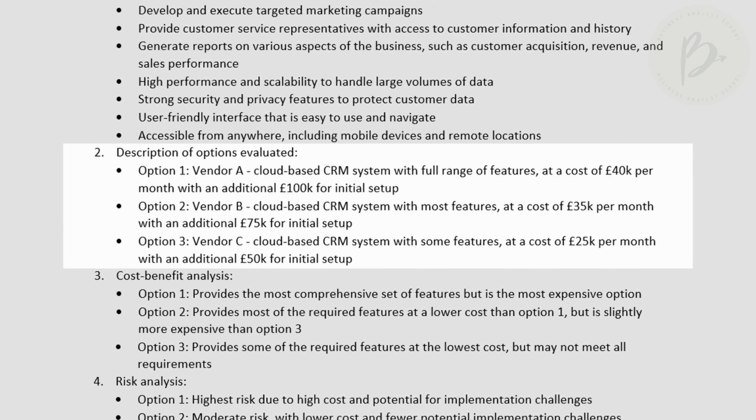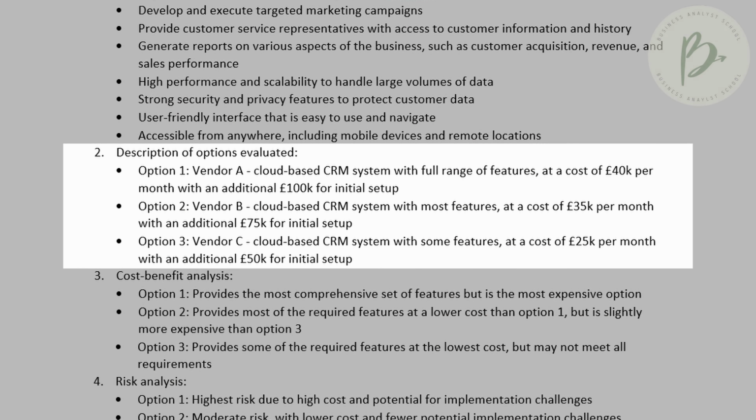The vendor B is also a cloud-based CRM system with most features that we want, right? At a cost of 35K with an additional 75K for initial setup. This is what you are doing in your presentation. You have your PowerPoint presentation there. And vendor C, generally it's good to have three from all the ones you've researched. You have 3 that you guys can choose one finally from. So you have 3 that will come and do the demo for you as well.